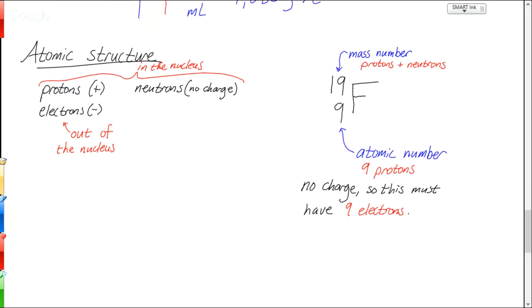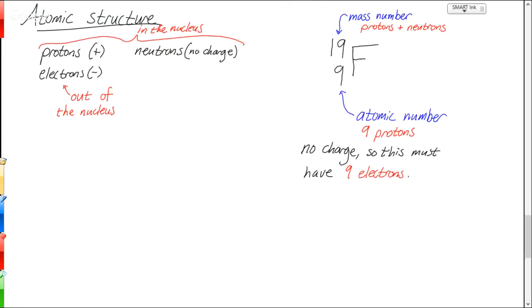Okay. So the other thing that we should know is there's a couple other ways that we could write this symbol without losing any information. And that is like this. We could write 19F like this, without writing the lower number.